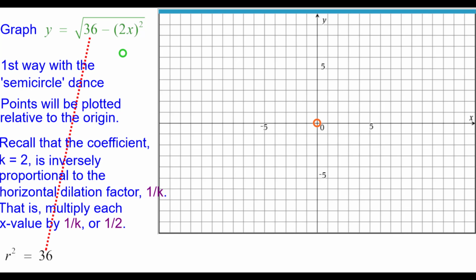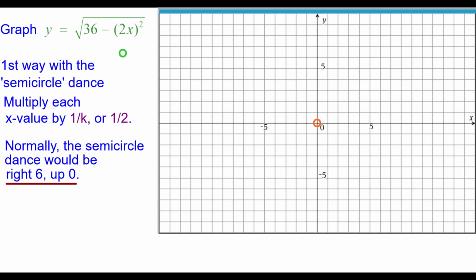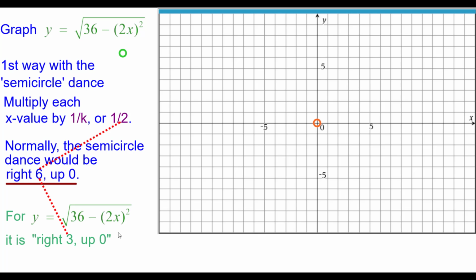Since r squared is 36, that means the radius of this semicircle is 6. So normally the semicircle dance would be right 6 up 0, but because of the 2x, we have to multiply 1/2 times 6, so it's right 3 up 0. The x-coordinate is affected, but the y-coordinate is not. So right 3 comma 0.